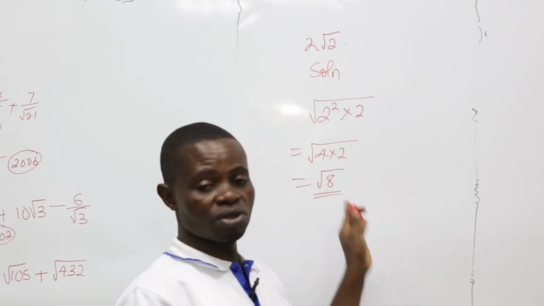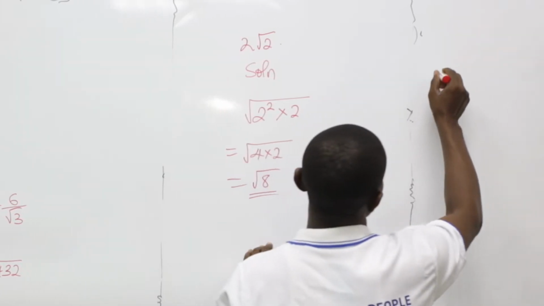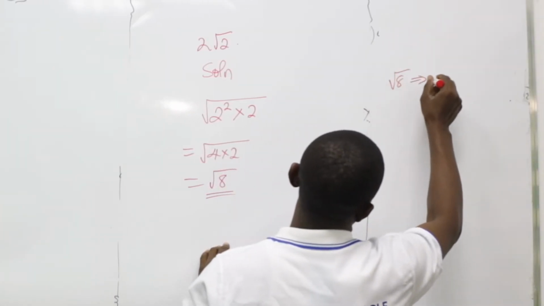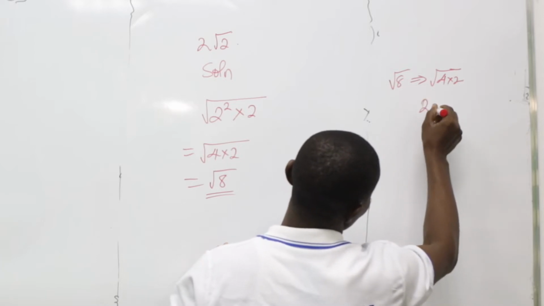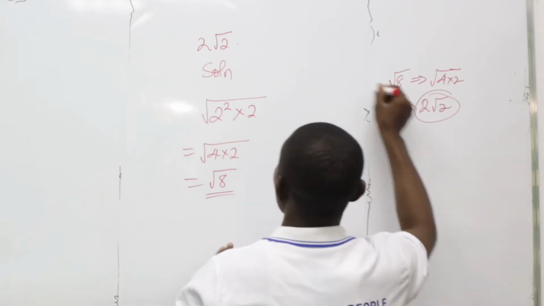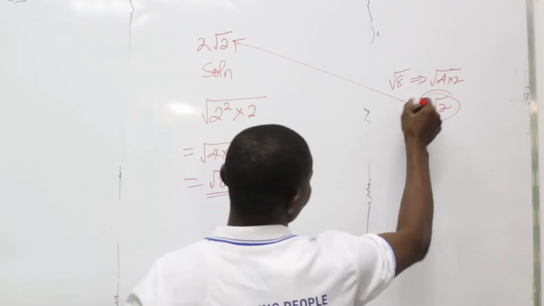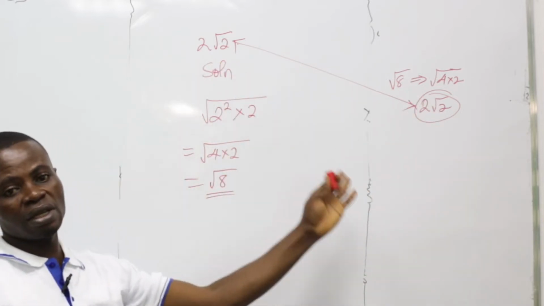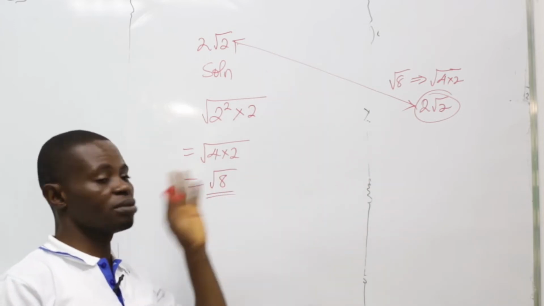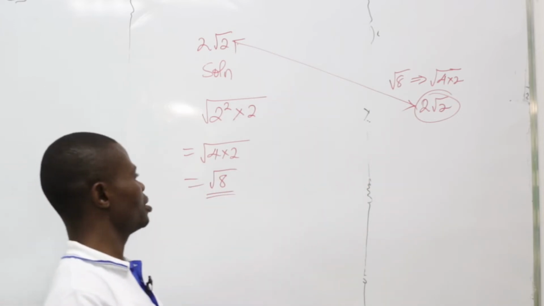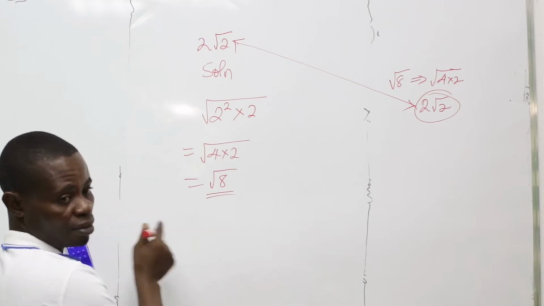If you want to check your solution, fine. Root 8 implies what? 4 times 2. What is square root of 4? 2. Root 2. Back to the question. Can you see it? As easy as ABC. So it is confirmed that the solution is what? Root 8. The next is what?